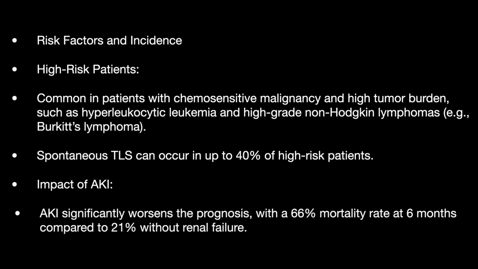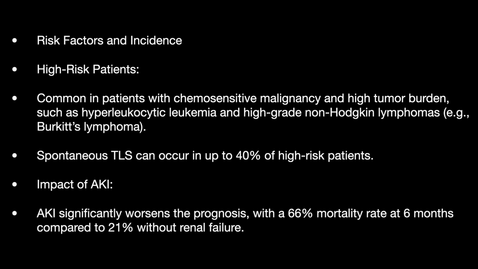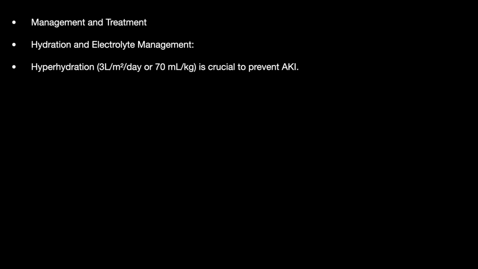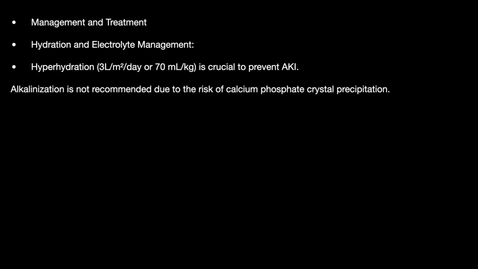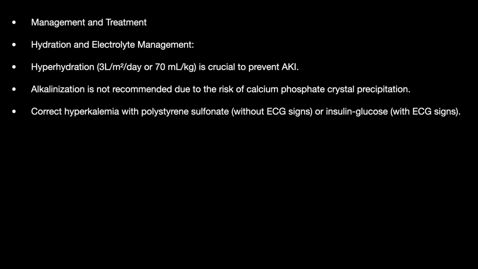The impact of AKI is very severe. It worsens the prognosis, with 66% mortality at 6 months compared to 21% without renal failure. The management is hydration and electrolyte balance. Hyperhydration, that is 3 liters per body surface area, is crucial to prevent AKI. Alkalinizing is not recommended due to the risk of calcium phosphate precipitation.